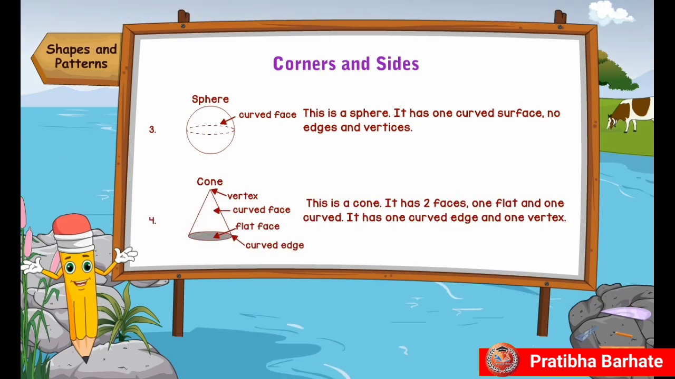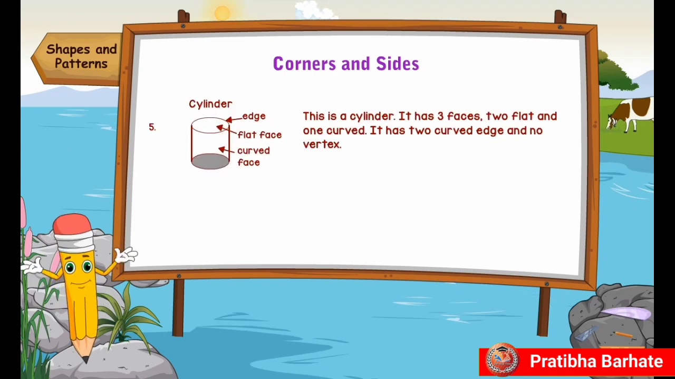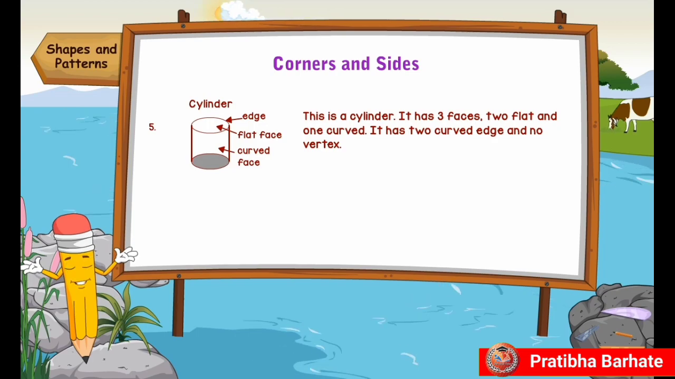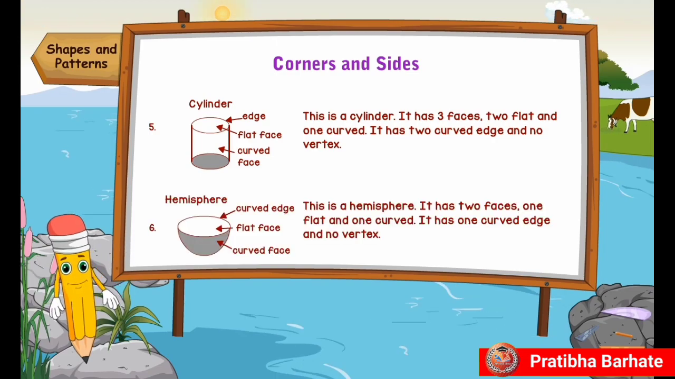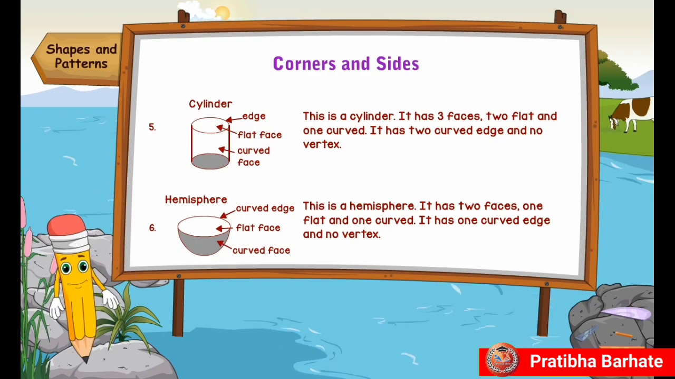4. This is a cone. It has 2 faces, 1 flat and 1 curved. It has 1 curved edge and 1 vertex. 5. This is a cylinder. It has 3 faces, 2 flat and 1 curved. It has 2 curved edges and no vertex. 6. This is a hemisphere. It has 2 faces, 1 flat and 1 curved. It has 1 curved edge and no vertices.